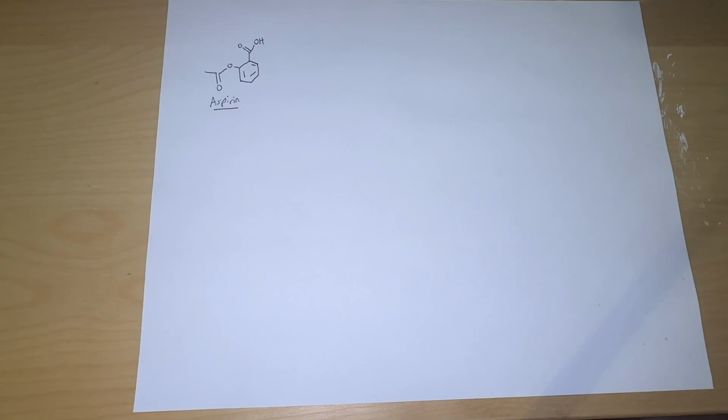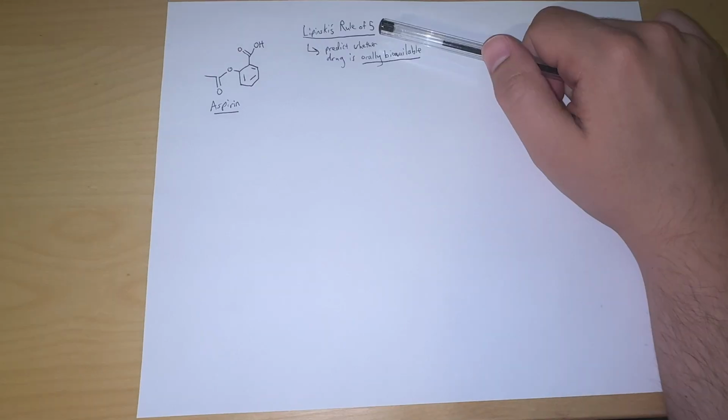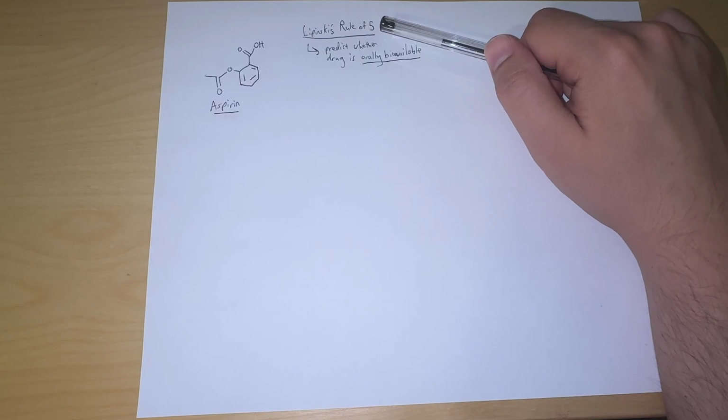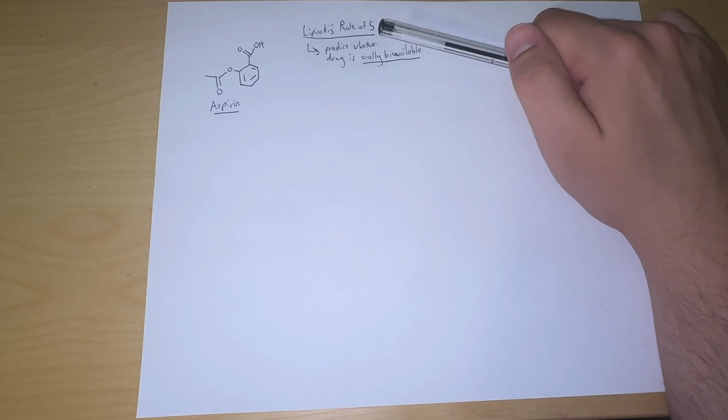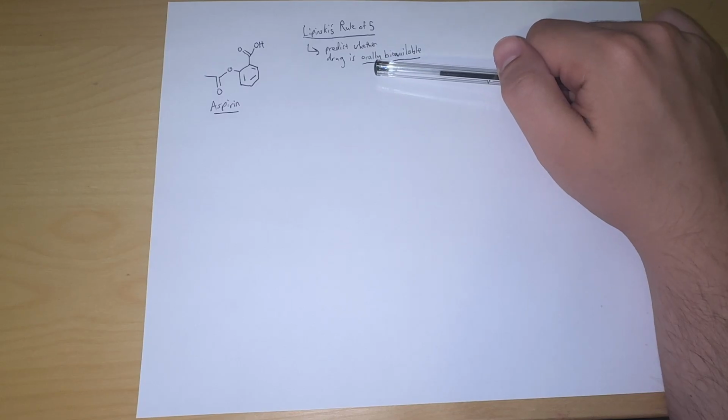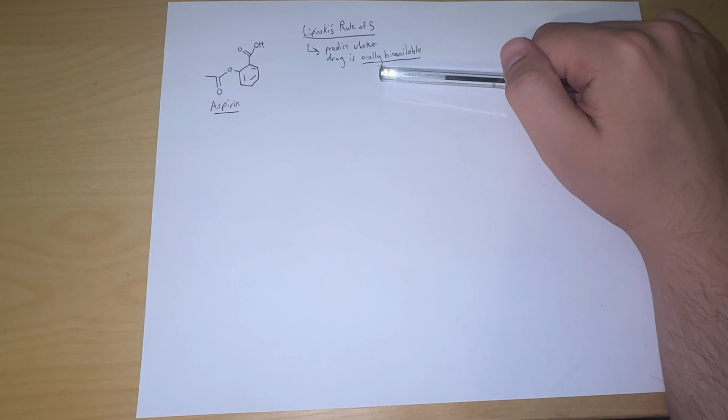Let's apply Lipinski's Rule of 5 to aspirin to determine whether aspirin will be predicted to have good oral bioavailability based on Lipinski's criteria. Now, before we actually discuss aspirin, let's discuss what the Rule of 5 is. First of all, it's not a rule, it's more of guidelines because there are exceptions. But in general, it's used to predict whether or not a drug taken orally by mouth will be bioavailable.